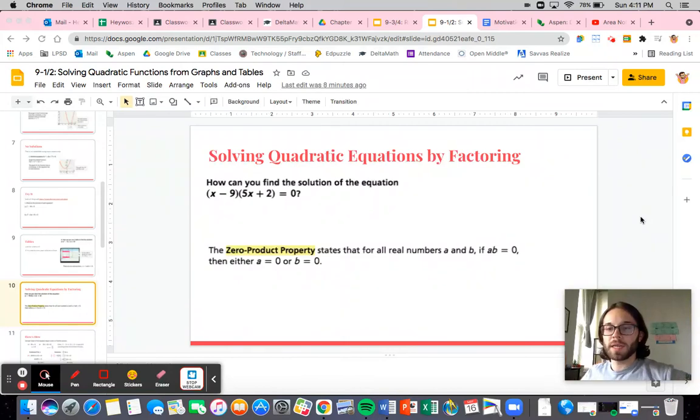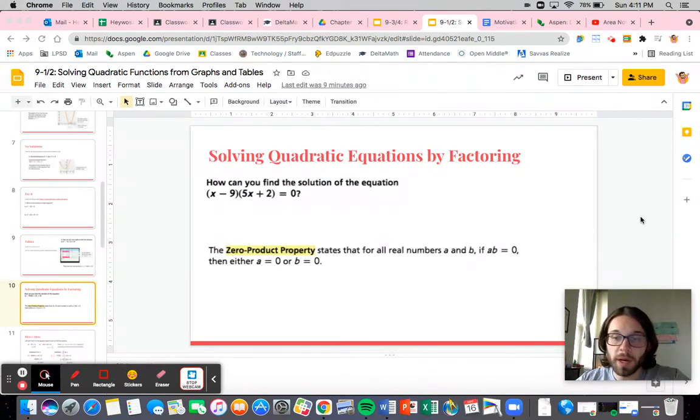Hi everyone, just wanted to take a moment to talk a little bit about how to solve a quadratic equation by factoring. In general, it's not always convenient to graph or use a table. If you're using a table, you're plugging in a bunch of points and then making a table, at which point you might as well just graph, or you're using a piece of technology like Desmos or a graphing calculator. But what if you don't have one of those, or you just need to quickly find it and don't want to go through that process?